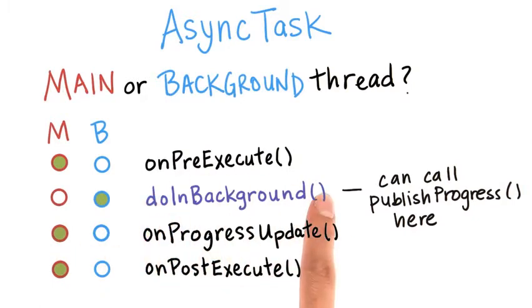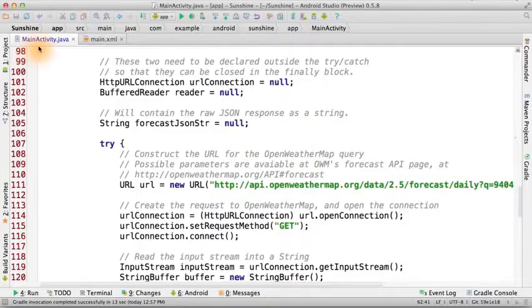And then once all of this is complete in the background thread, it calls onPostExecute with the results on the main thread. Let's apply what we just learned by opening up the MainActivity.java file within our project. We're going to take this networking code snippet and move it over to its own AsyncTask so it runs on a background thread.